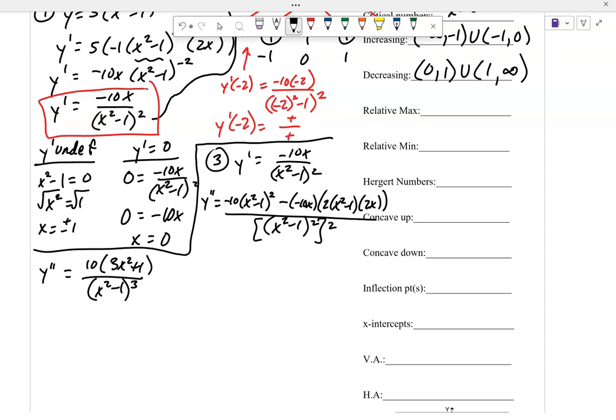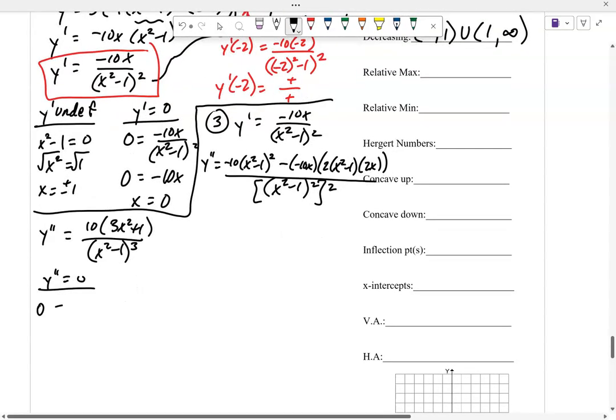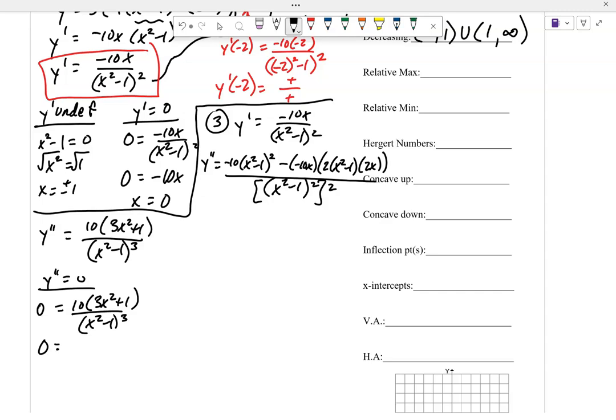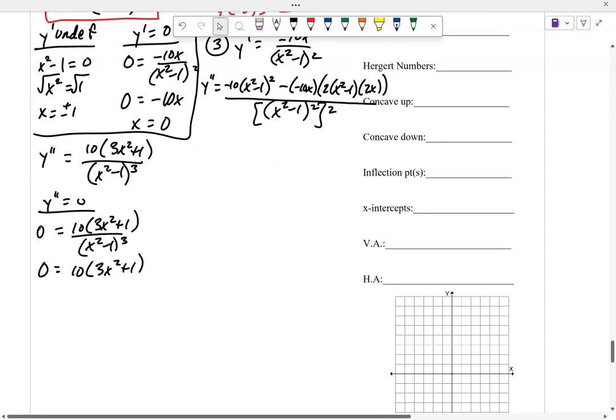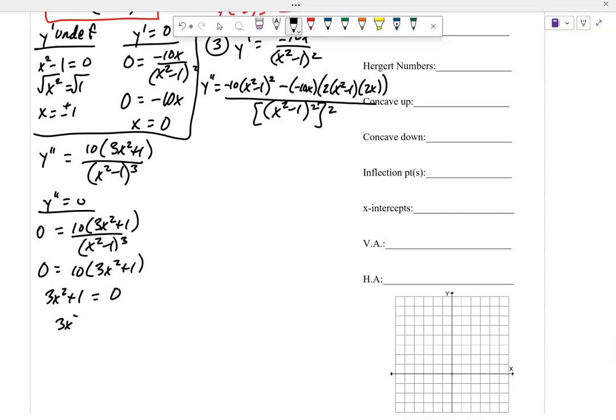Okay, so where is y double prime equal to 0? Where is 0 equal to 10 times 3x squared plus 1? Well, I have to divide both sides by 10. So 3x squared equals negative 1, x squared equals negative 1/3. When I take the square root, I've got an imaginary number. Well, we're not working in the imaginary numbers, so we can forget about that. It does not pop out any potential critical numbers.